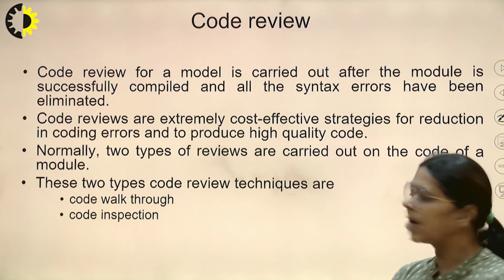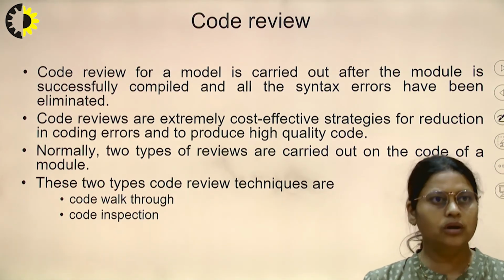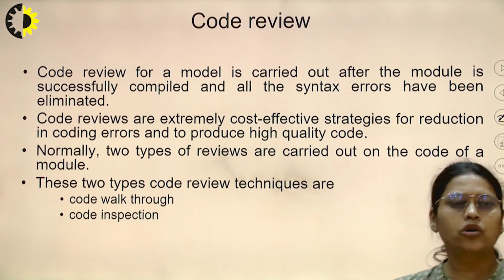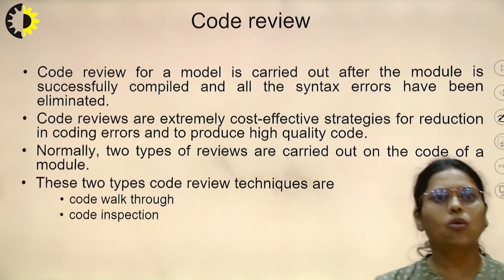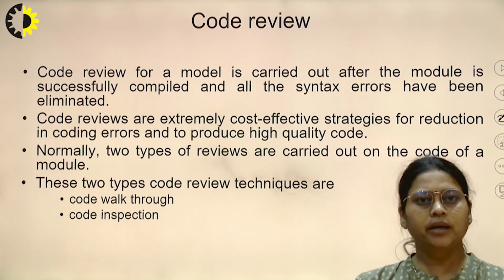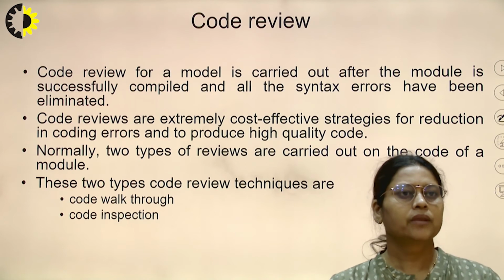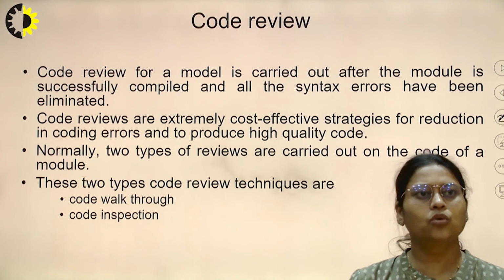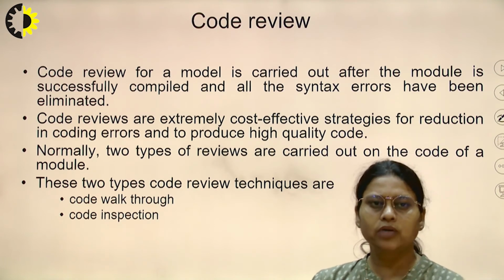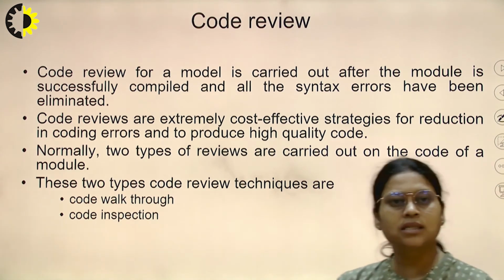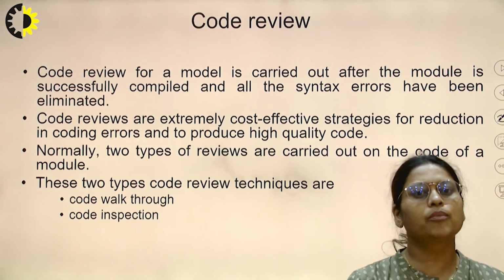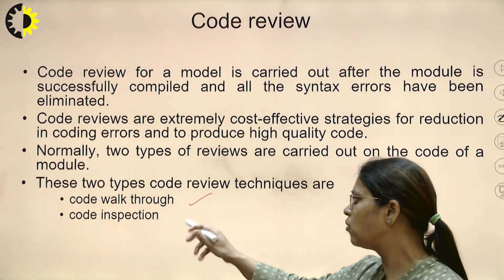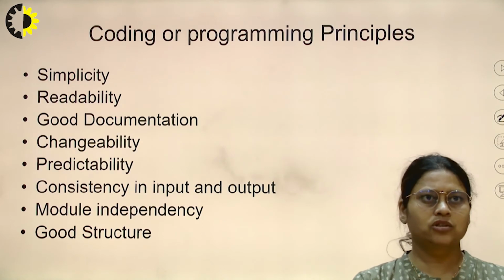Once we have written the code, then we have to review that code. So this is the code review process. Code review for a module is carried out after the module has been successfully compiled and all the syntax errors have been eliminated. Then we have to review this code. Code review is a very cost effective strategy for the reduction of coding errors and to produce high quality code. And this is basically a static approach of testing. There are two types of code review techniques available: code walkthrough and code inspection.